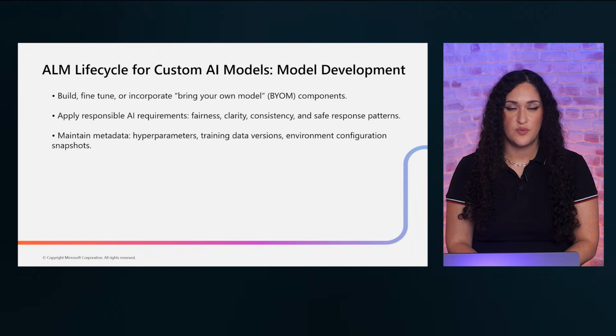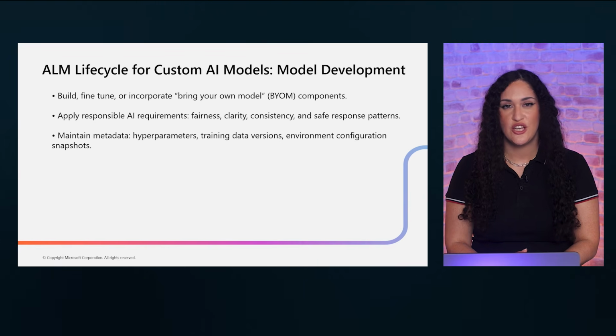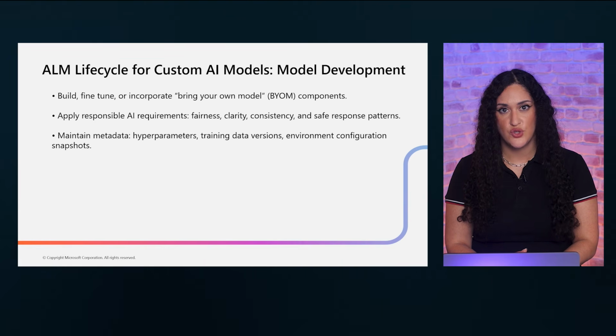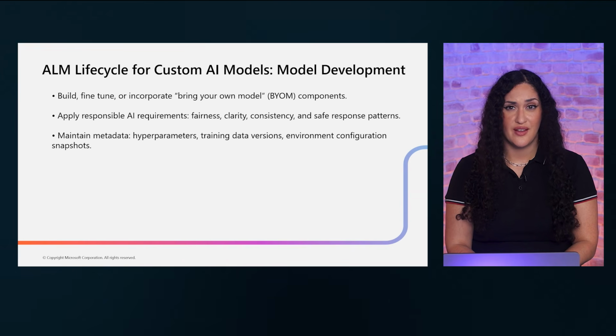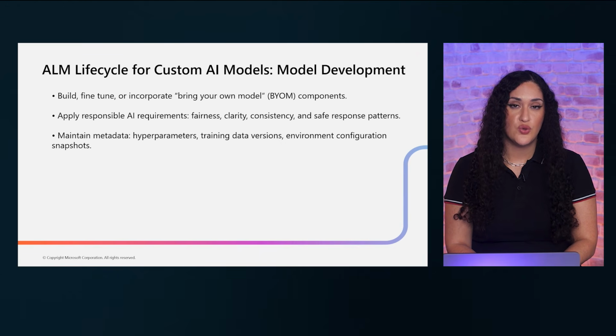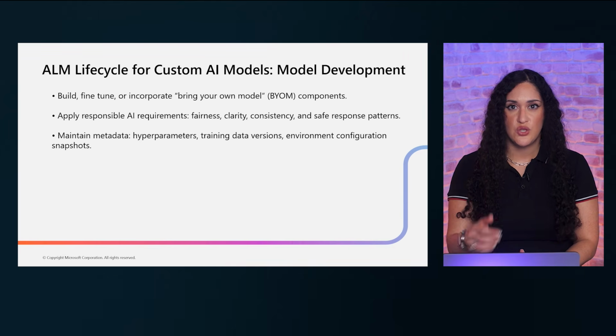Model development involves building, fine-tuning, or incorporating bring-your-own model components. Apply responsible AI requirements throughout. Fairness, clarity, consistency, and safe response patterns are not optional add-ons but core design principles. Maintain detailed metadata, including hyperparameters, training data versions, and environment configuration snapshots. Metadata is what makes your models reproducible and auditable. If you cannot answer the question what exactly went into this model, then you cannot confidently deploy it or troubleshoot it later. Build traceability into your development process from the very first iteration.